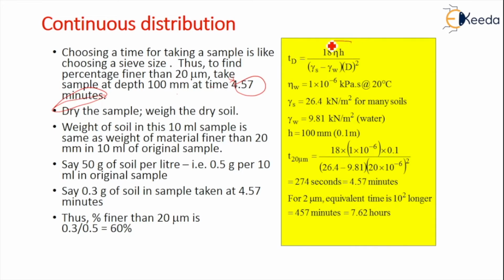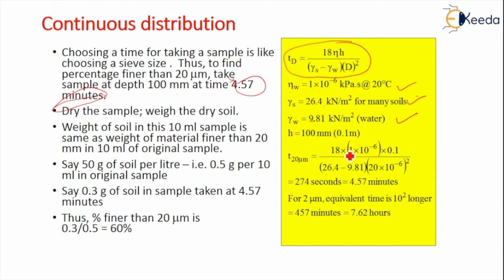We know this relation: td is equal to 18 nu h by (gamma s minus gamma w) into d square. For water, nu is 1 into 10 power minus 6 kilopascal second at 20 degrees Celsius. Gamma s is taken as 26.4 kilonewton per meter cube for many soils. Gamma w, we know, is 9.81 kilonewton per meter cube for water. H is 100 mm from the above, that is 0.1 meter. If you substitute all the values, we get 274 seconds. If you convert it into minutes, it is 4.57 minutes.